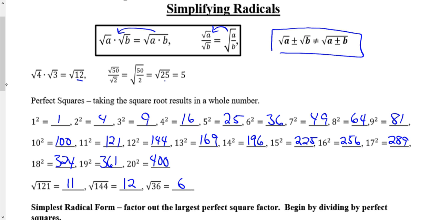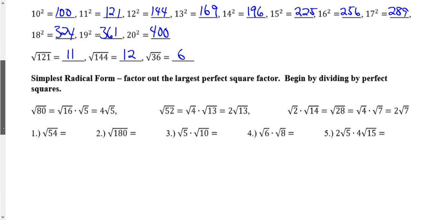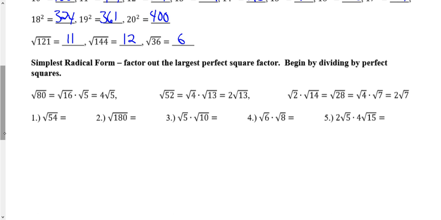To be in simplest radical form means that the number under the square root does not have any perfect square factors in it. We will have taken out the perfect square factor and taken the square root of that factor and put it on the outside. You see what I mean? So for simplest radical form, we want to take the number and factor out the largest perfect square factor, the largest of these numbers on the list that's a factor of the number under there. Sometimes there will be more than one of those. It's a factor of that number, but you want the largest one.